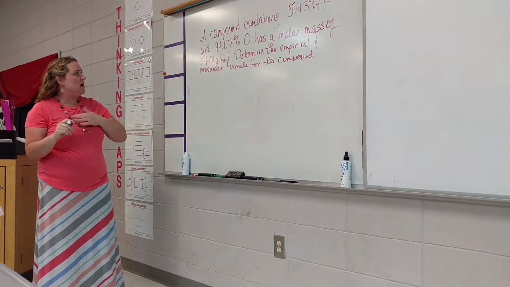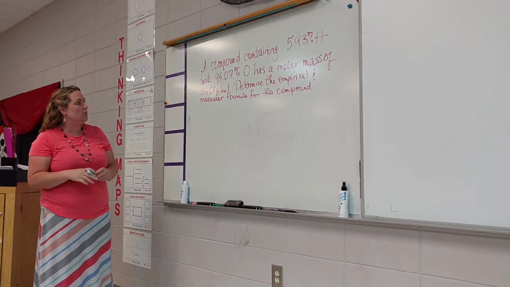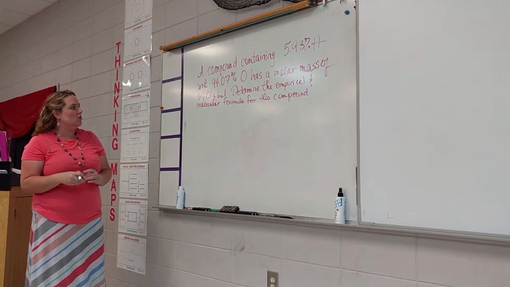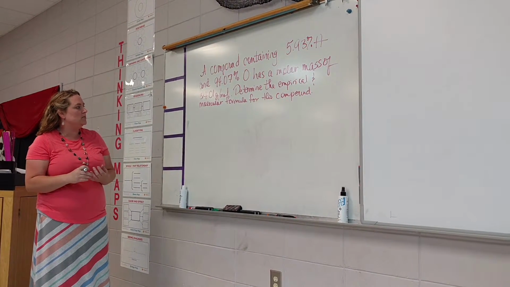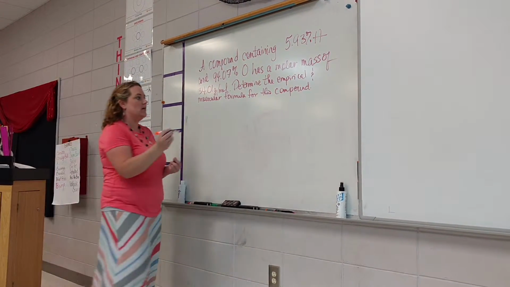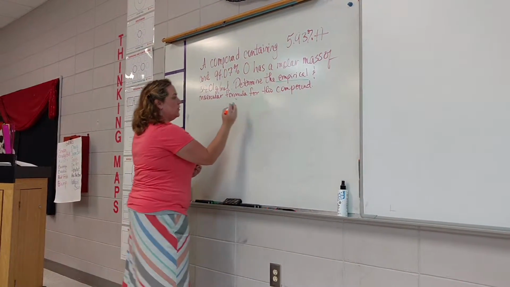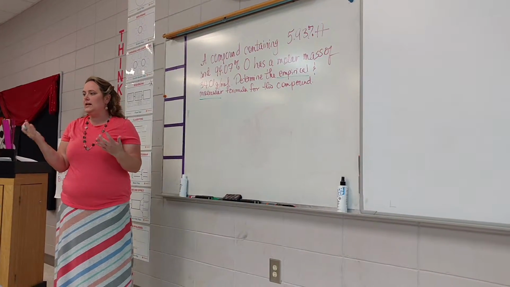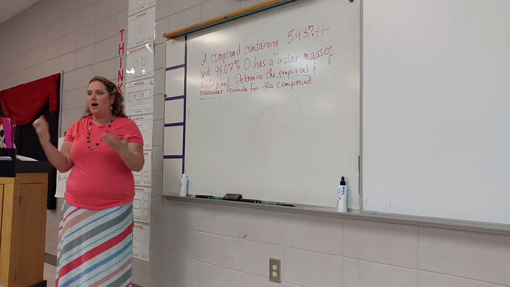Work on the problem. It says a compound containing 5.93% hydrogen and 94.07% oxygen has a molar mass of 34.01 grams per mole. Determine the empirical formula and molecular formula for this compound. So we're going to learn what we want, which is the empirical and the molecular formula. Okay? So we need to know some things, like how to solve it.